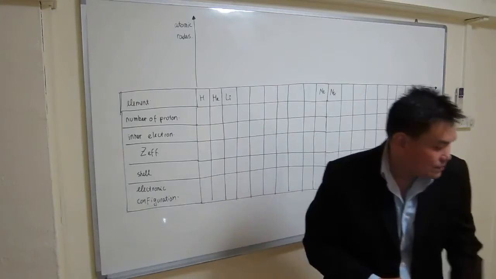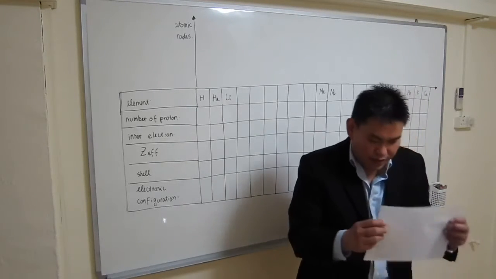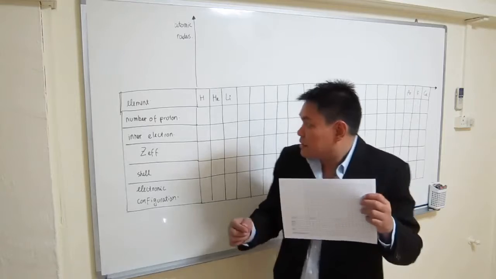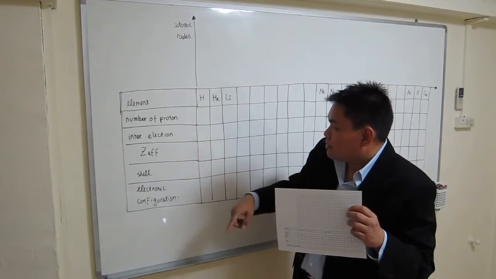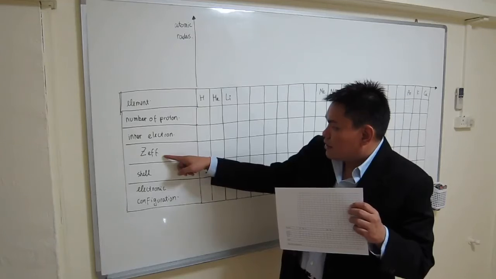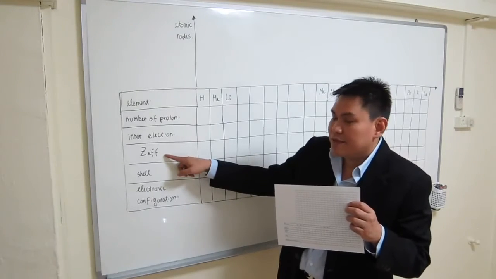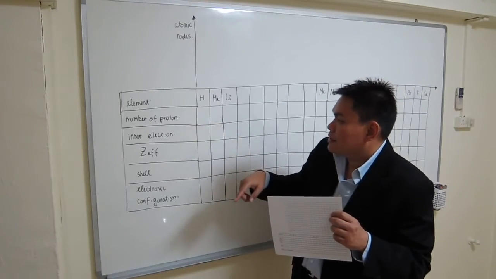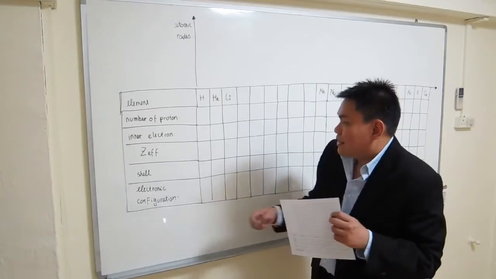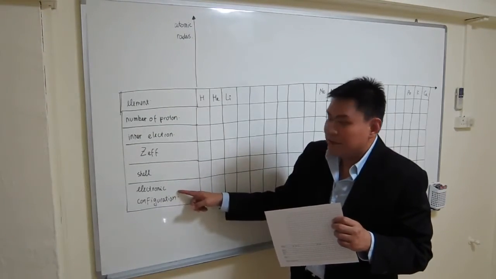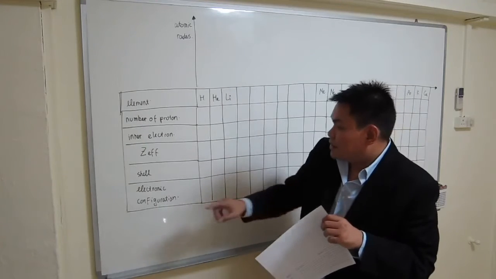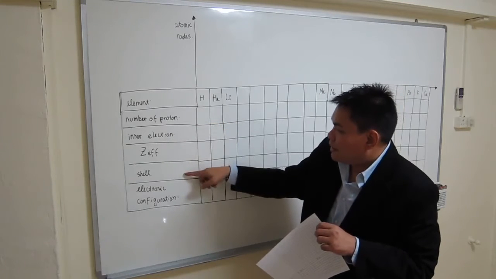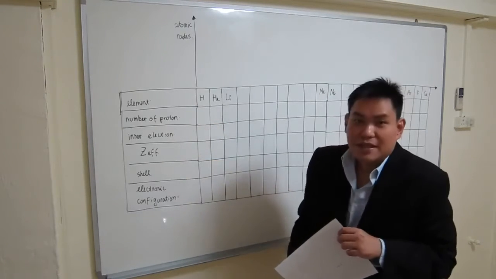If you see on the paper, there will be several rows. The first one is the element. Then we have number of proton, inner electron, and Z effective. This stands for effective nuclear charge, which is the number of proton minus the inner electron. Then the number of shell and electronic configuration. For atomic radius, we don't need to fill up the electronic configuration. We need to write down all the way until the shell.